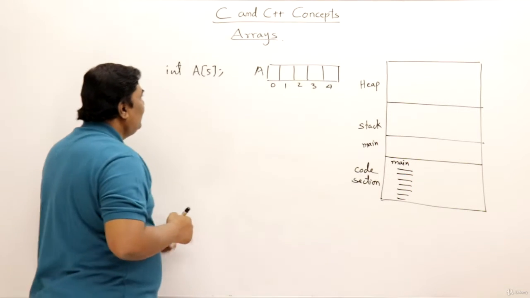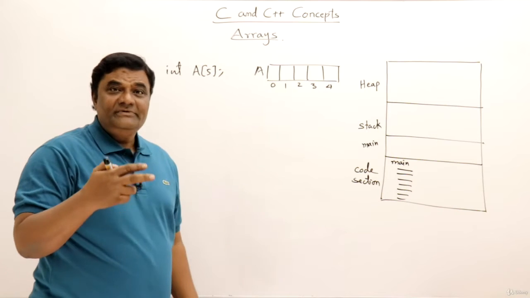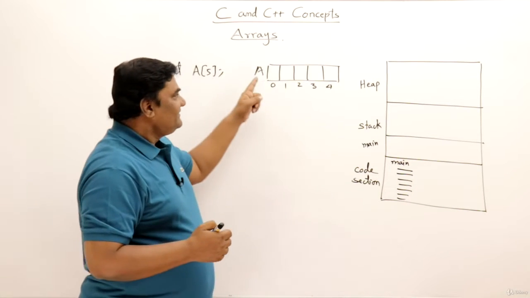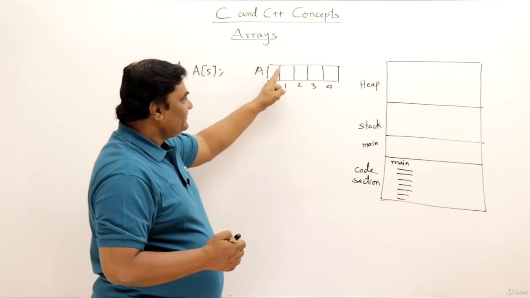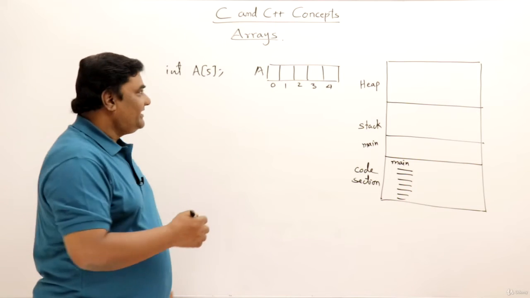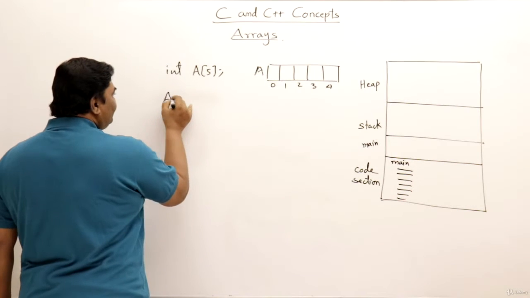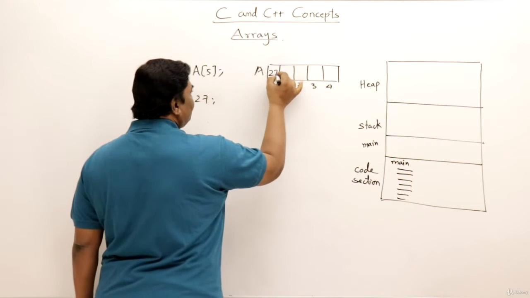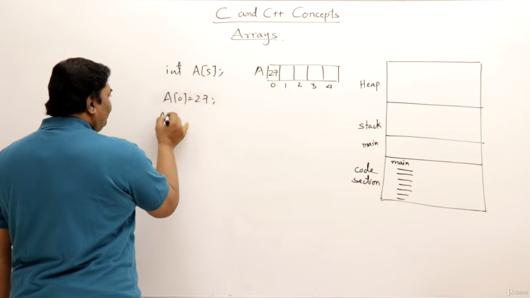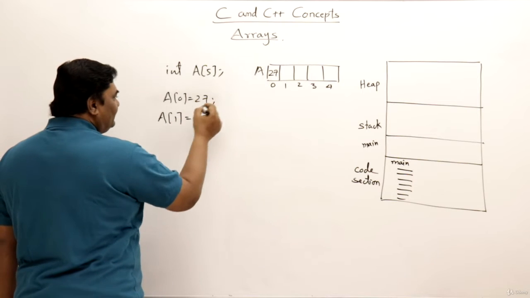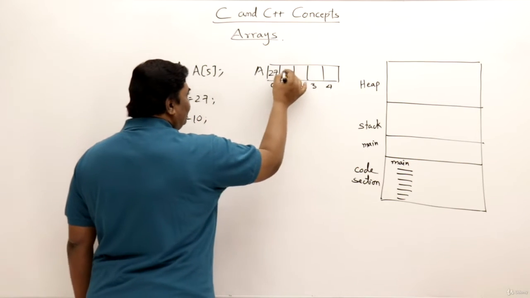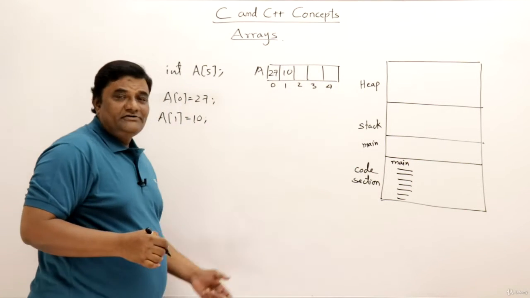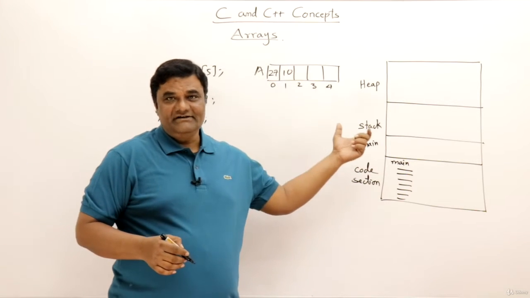If we assume an integer takes 2 bytes, then these are a total of 10 bytes, 2 bytes each. Each location can be accessed with the help of an index, like a[0] assigned 27, so I can store 27 at this place. Now a[1], if I want to store something, I can store a value 10 here. So you can have a group of elements together at one place.